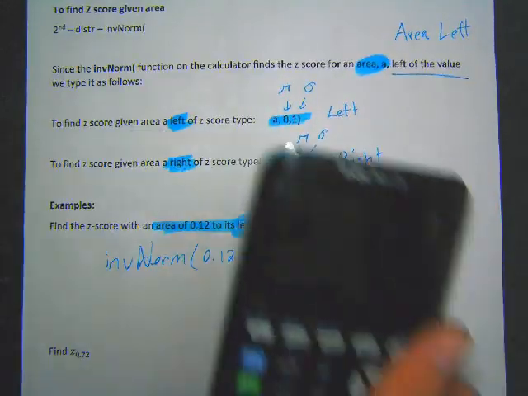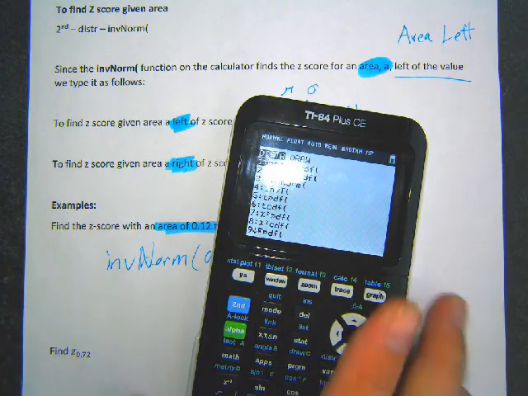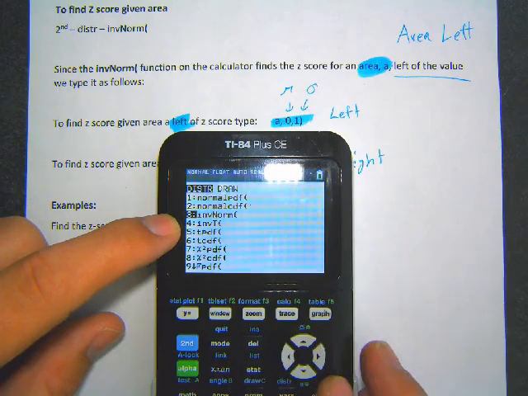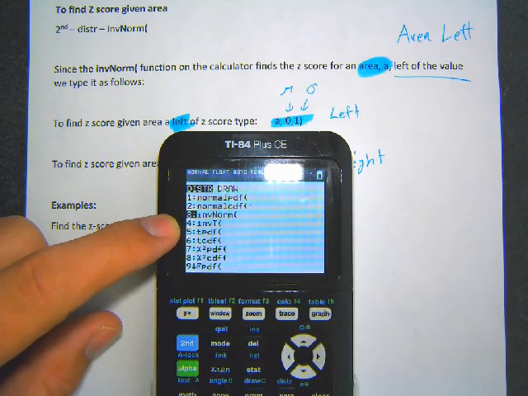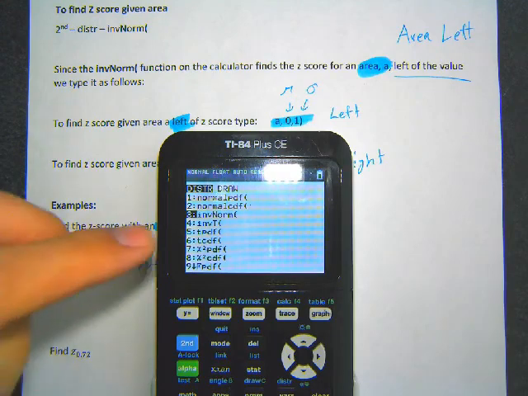So we're going to go to that distribution button again. You'll see that option 3 is your inverse norm. It's called inverse norm because inverse in math means opposite, so it is the opposite of the first two functions, because instead of finding the area, it takes the area, goes back and finds the z-score. So that's why I call it inverse.